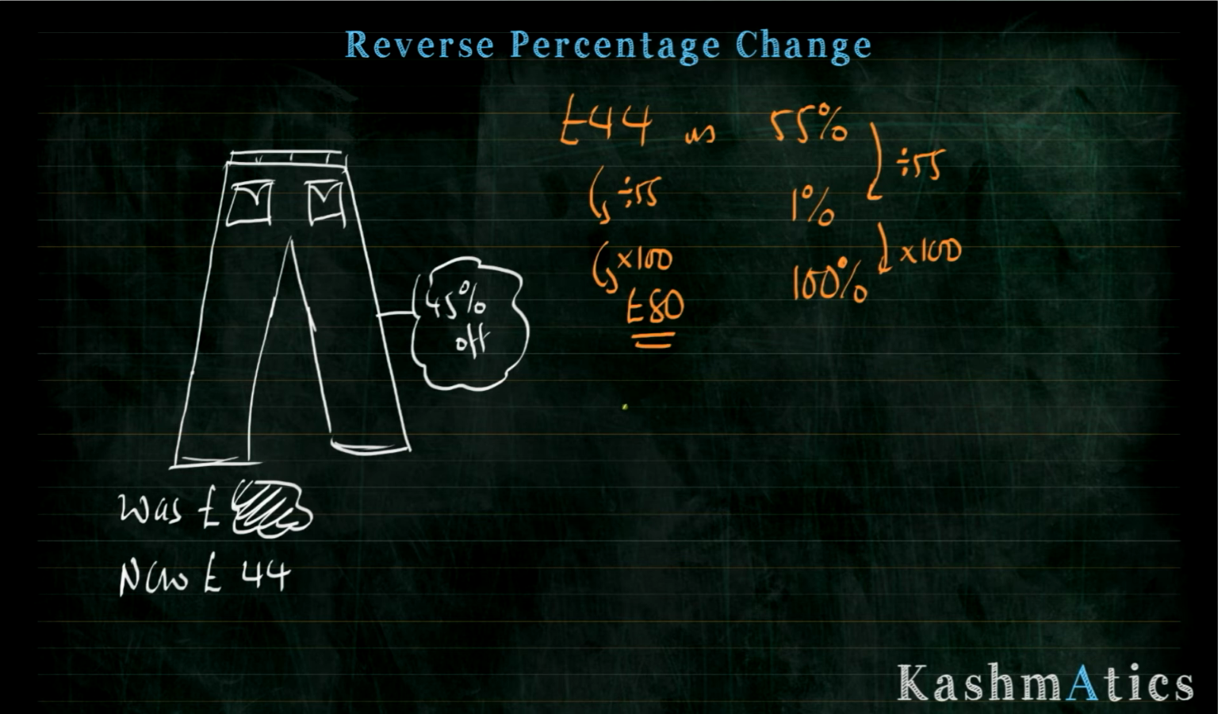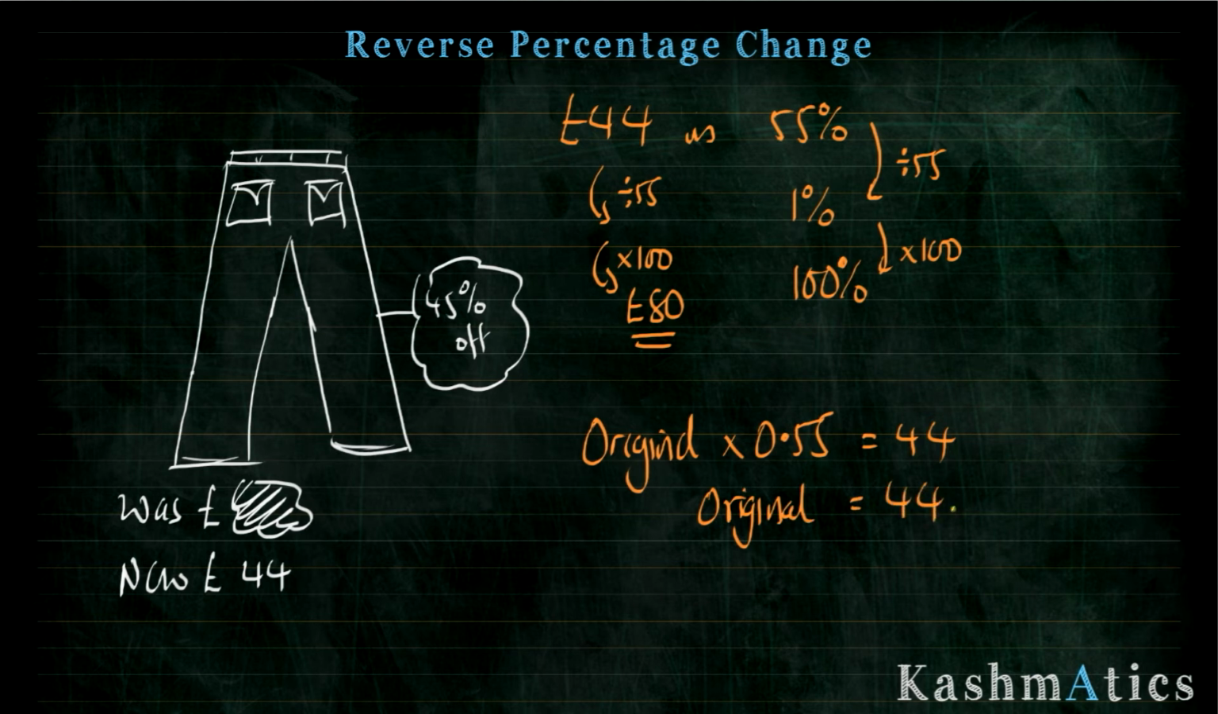Okay, so that's method 1. Method 2 was working out the original price using a multiplier. So the original multiplied by 0.55, because I'm only paying 55% of the original value, equals 44. So the original equals 44 divided by 0.55, which equals £80. So exactly the same answer using a different method.